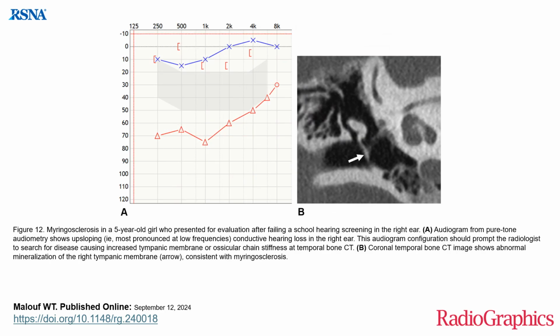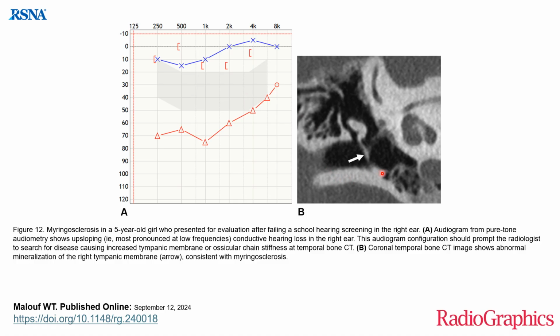So this is a case of a 5-year-old girl who presented after failing a screening hearing test in the right ear at school. We can see the audiogram shows the upsloping, pronounced low frequency conductive hearing loss in the right ear. And so this audiogram configuration will suggest some ossicular chain stiffness or increased stiffness within the tympanic membrane.